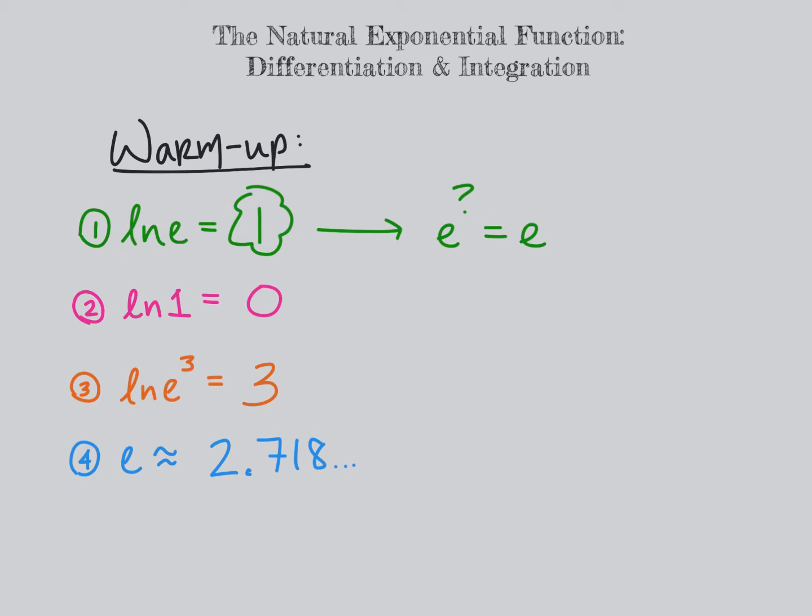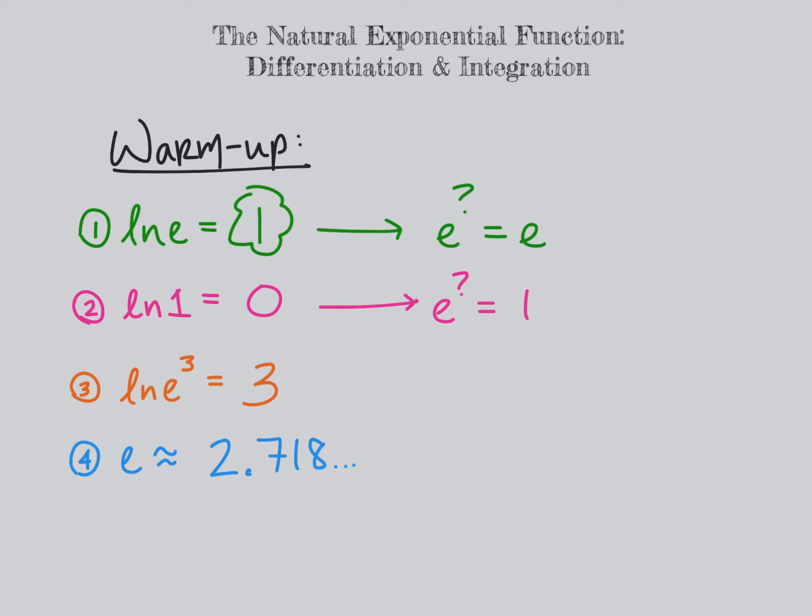By that same explanation here, this is asking us e to the what gives us 1. Well, e is just a number. After all, it's 2.718, and so on, because it is irrational. e to the 0 will give us 1 because any number to the 0 power does, in fact, give us 1. So this is the other one that we should have memorized.